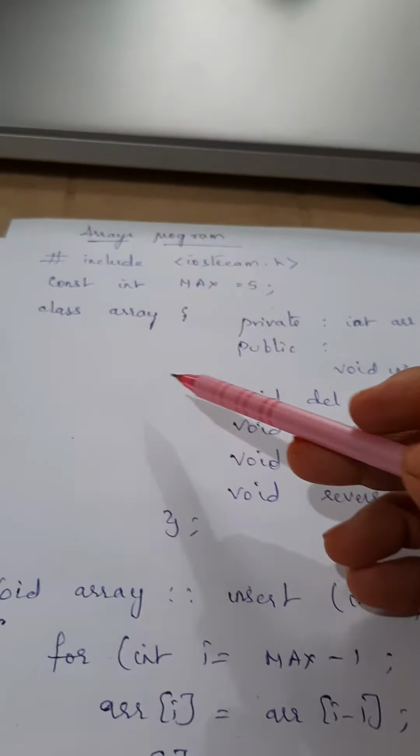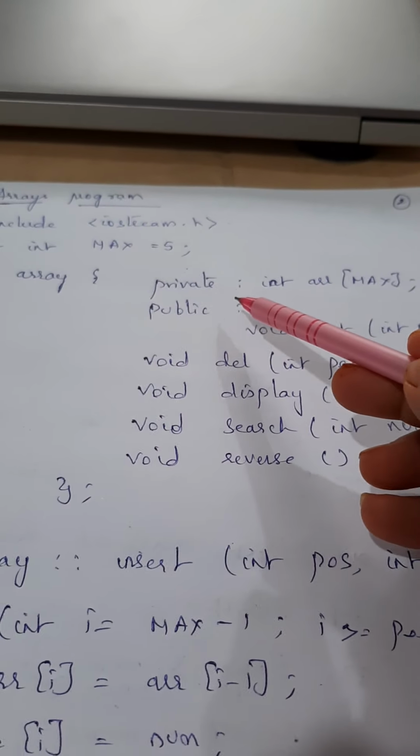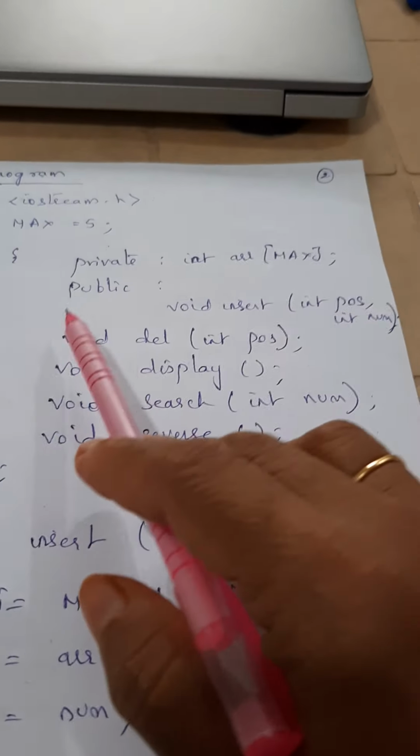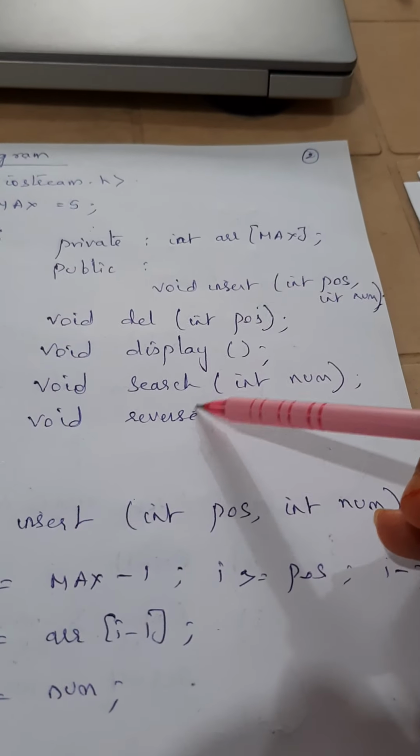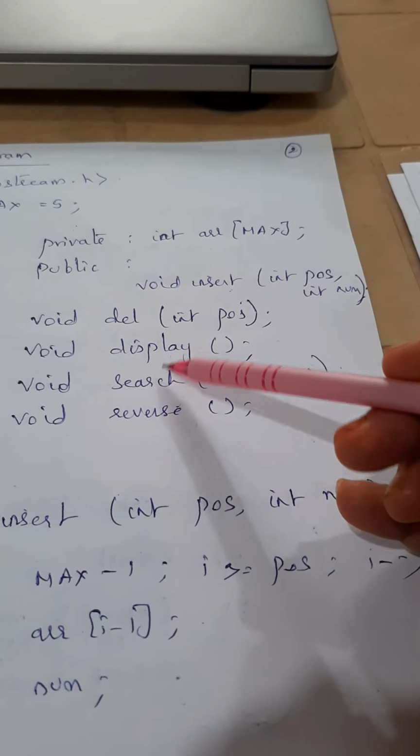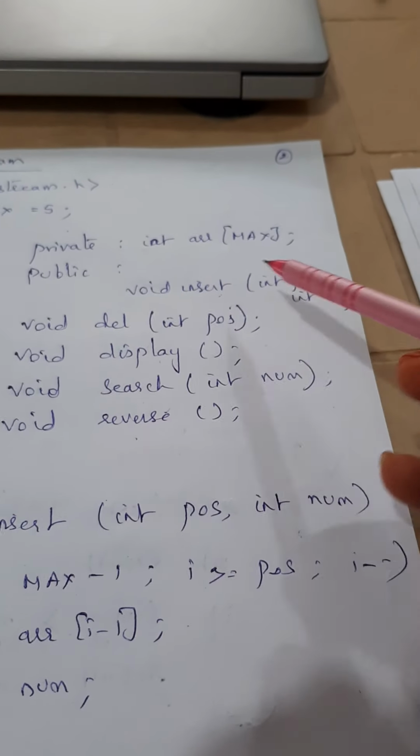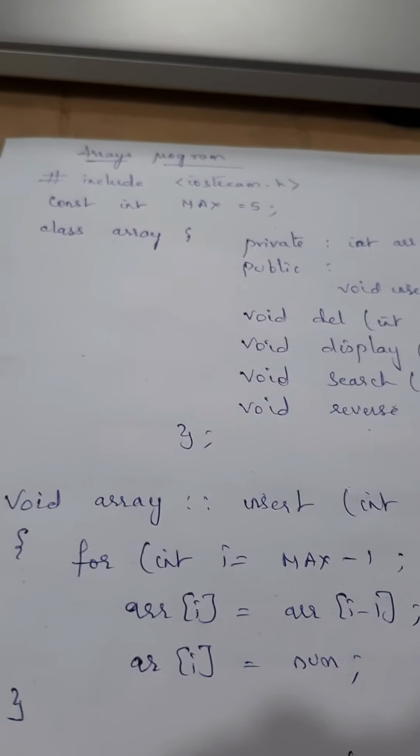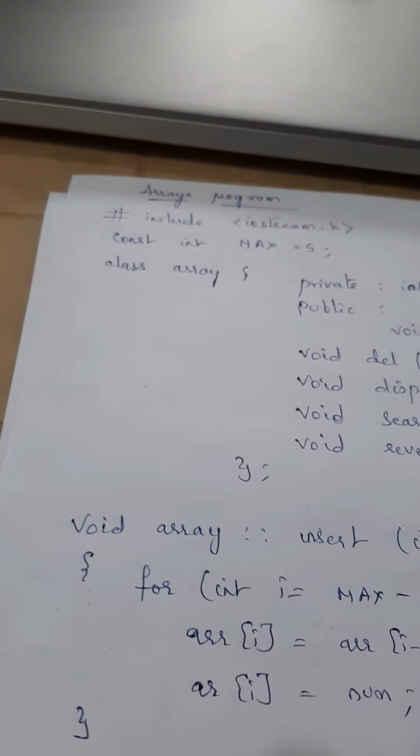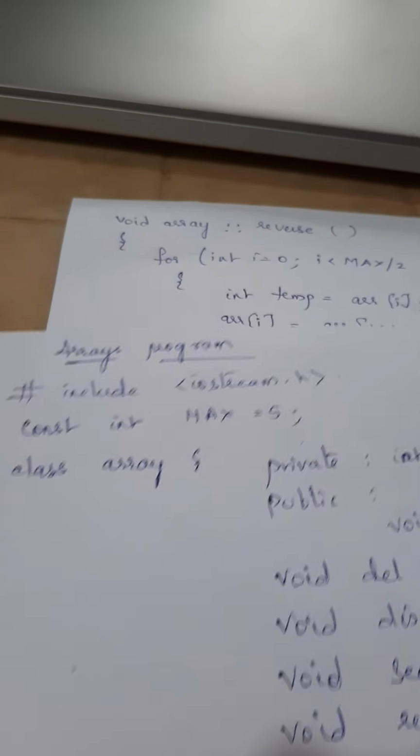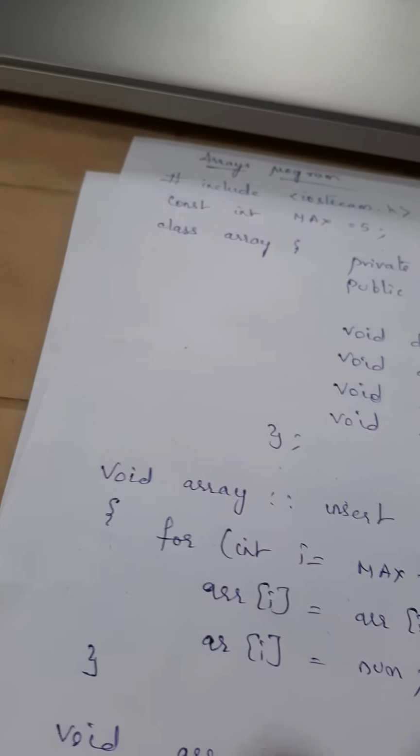Okay, so here when you enter into the program, we are declaring a class. In the class, you are declaring the data members in private, that is int array of max. Then in public, you are declaring the member functions of that class, wherein you are taking insert, delete, display, search and reverse functions with the parameters that you have to pass into those functions. Okay, so as you all know, the class ends here, and first you will start off with the main function.